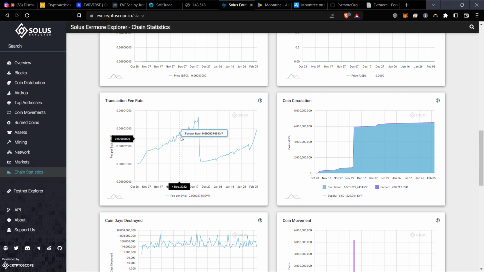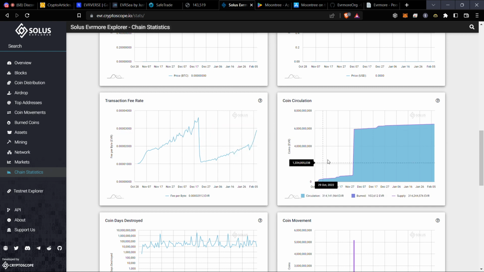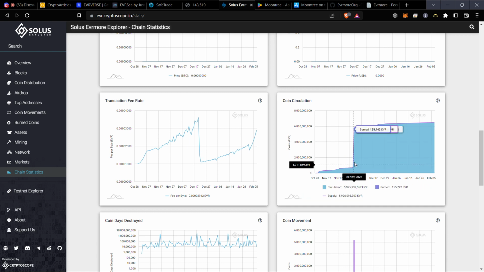Transaction fee rate. Oh, interesting. The fee rate does go up over time depending on how much the network is utilized. Oh, that is quite interesting. I mean, it's not bad right now, but I can see how this can easily become an issue if blocks get some activity here. Supply. Yeah, that's crazy.